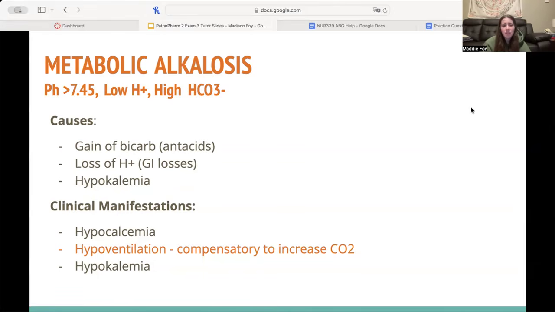Your clinical manifestations then, we're looking at those electrolyte imbalances, so hypocalcemia, hypokalemia, and then also hypoventilation, which again would be a compensatory mechanism to increase carbon dioxide by ideally increasing the amount of acid in your body to work to lower that pH back to a happy range for your body.